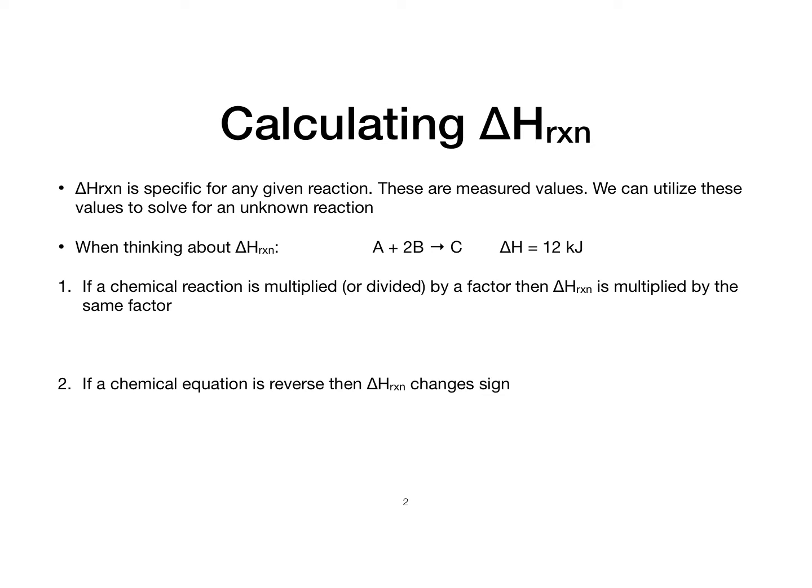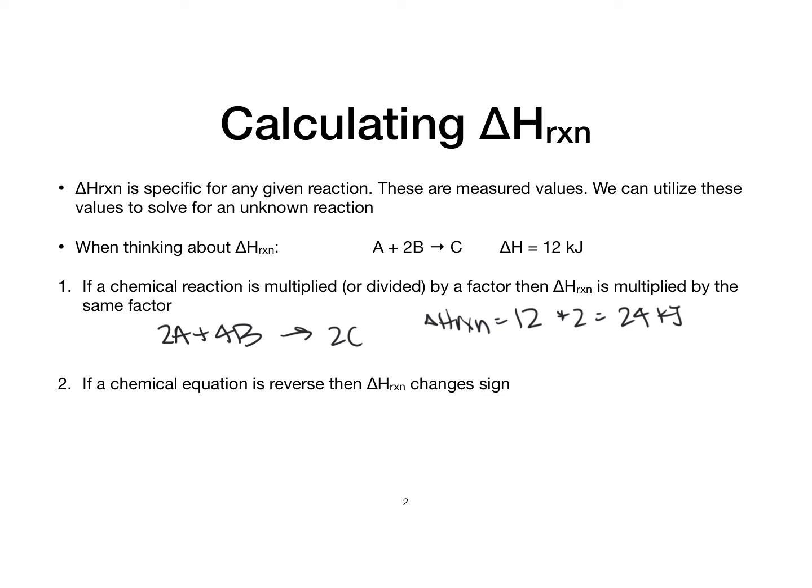So if we think about delta H reaction for the following reaction, A plus 2B goes to C, and delta H in this case is positive 12 kilojoules. So if a chemical reaction is multiplied or divided by a factor, then delta H is multiplied or divided by the same factor. So if we have 2A plus 4B goes to 2C, delta H reaction is 12 multiplied by 2, which gives you 24 kilojoules.